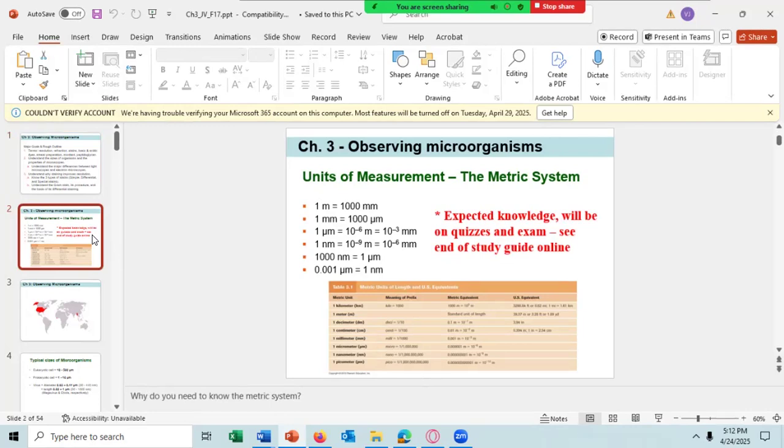So in Chapter 3, we're going to be using the metric system. This is a system for measuring units or using units for measurement. It is expected knowledge you will understand the metric system, such as 1 meter equals 1,000 millimeters. You should know most of this table below. Let me see if I can blow that up.